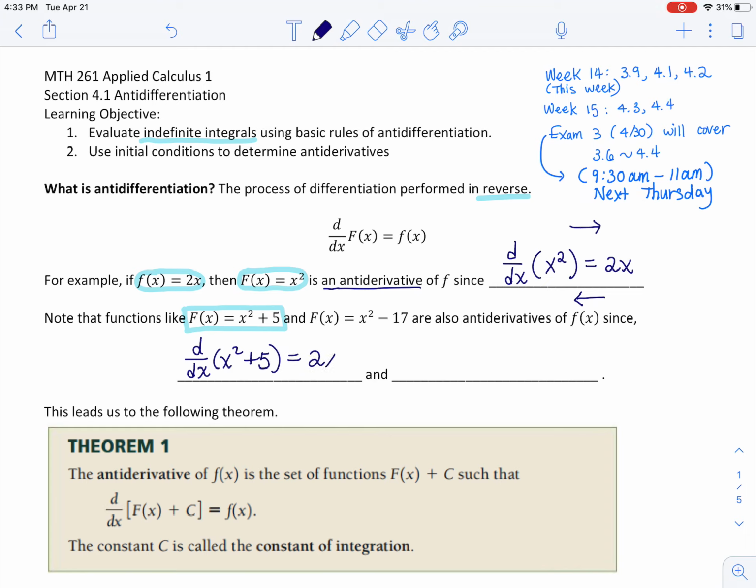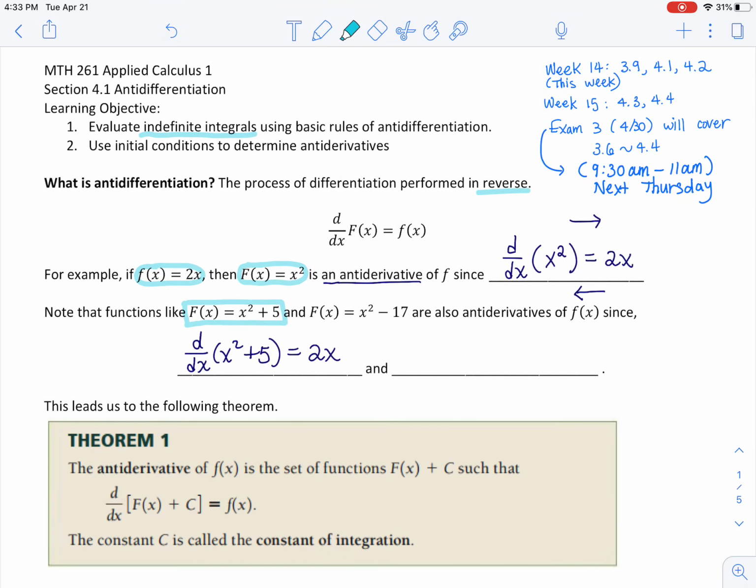Because here's the thing. Consider another function, x squared plus 5. Take the derivative of that. What is the derivative of x squared plus 5? X squared will give me 2x, and the derivative of 5 just turns into 0, right? So this big F of x also has a derivative of 2x. What about the other one? The third one I give you is x squared minus 17. What is the derivative of x squared minus 17? Well, that is also 2x because the derivative of subtracting 17 is just 0, right?